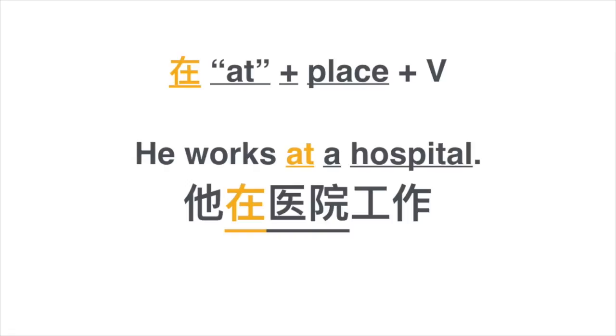他在医院工作. Always make sure to put location phrases before the verb. The location phrase here is underlined, at a hospital. So at a hospital, always need to go in front of the verb, which is 工作 in this case. 他在医院工作 and not 他工作在医院. Never 他工作在医院. Always 他在医院工作.